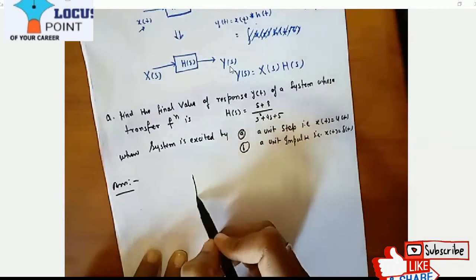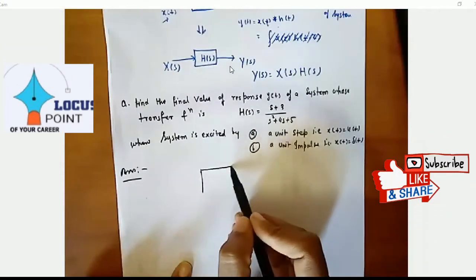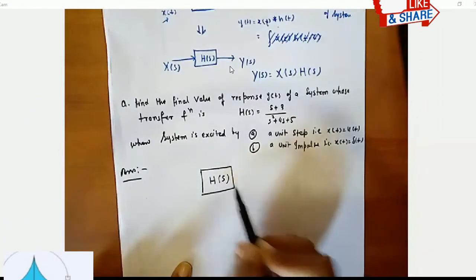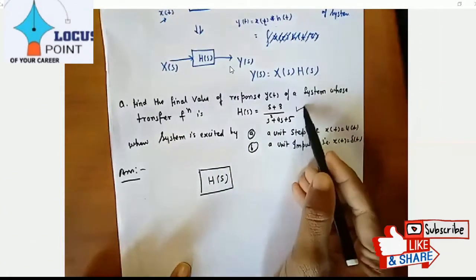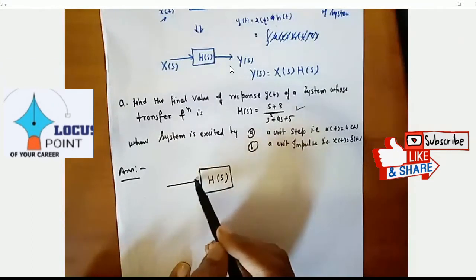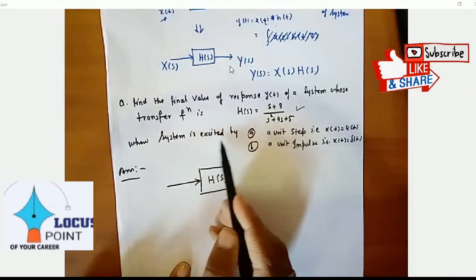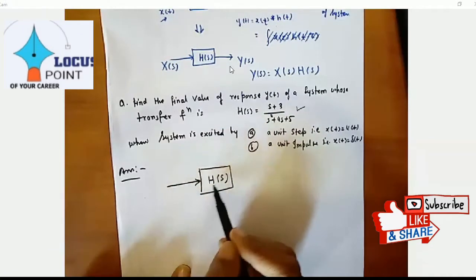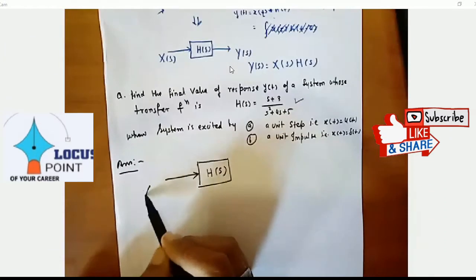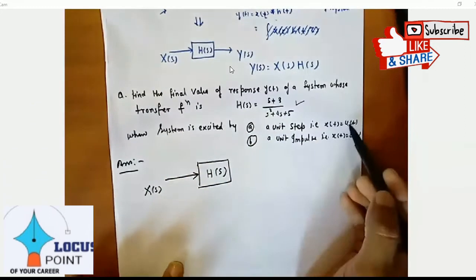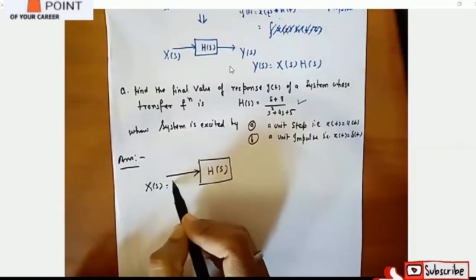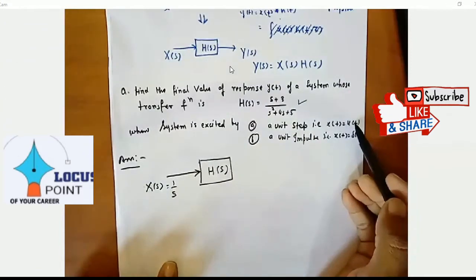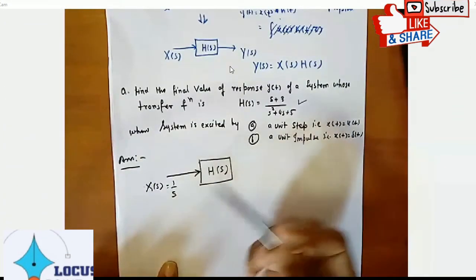Okay, fine. So now I am drawing the system h of s. Clear? It is given. Now the system is excited by, first, the unit step u of t. Because this is in the frequency domain, here we will write x of s, and because x of t is u of t, this will be 1 upon s, because everybody knows that the Laplace transform of u of t is 1 upon s.